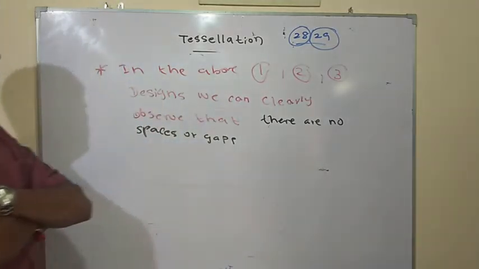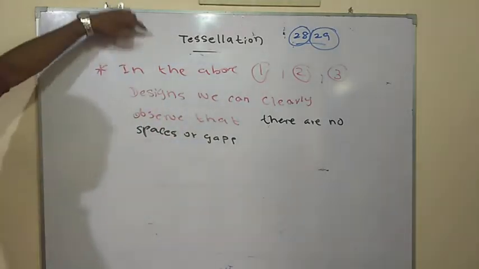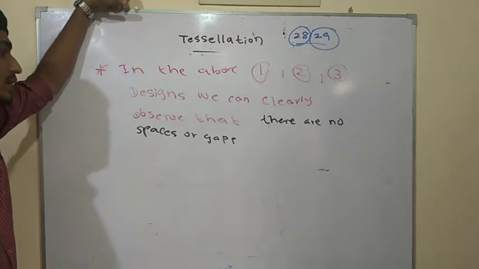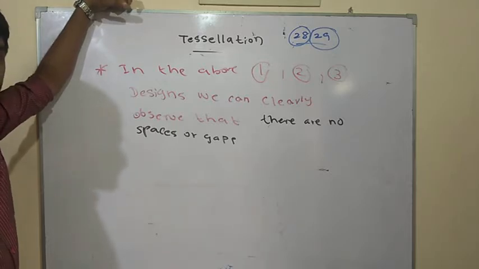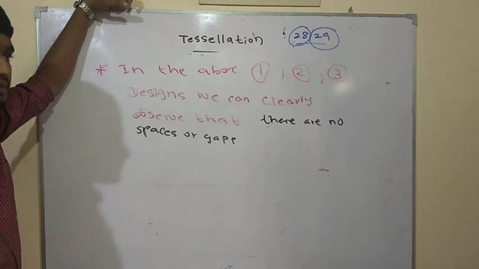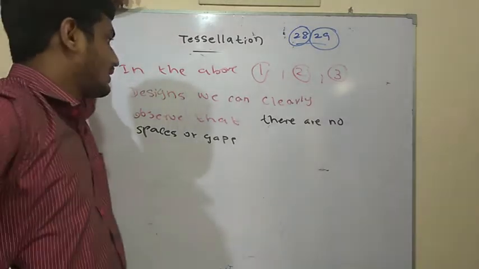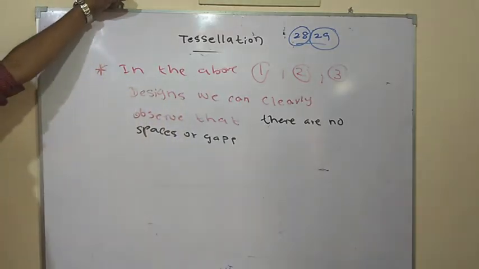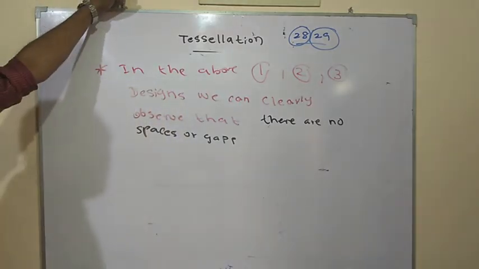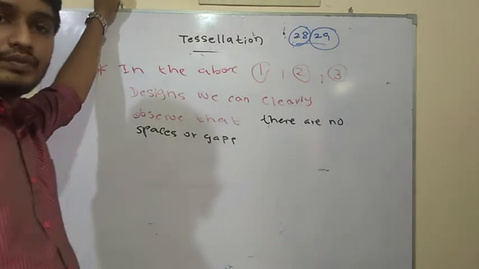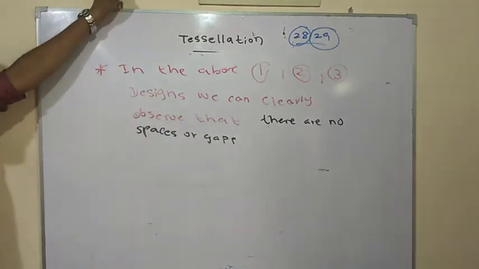In the above 1, 2, 3 designs, I will tell the point again. We can clearly observe that there are no spaces or gaps. So such a design is known as tessellation.